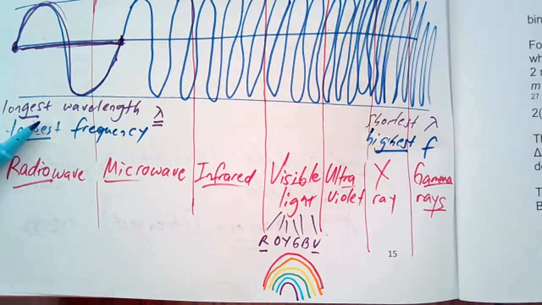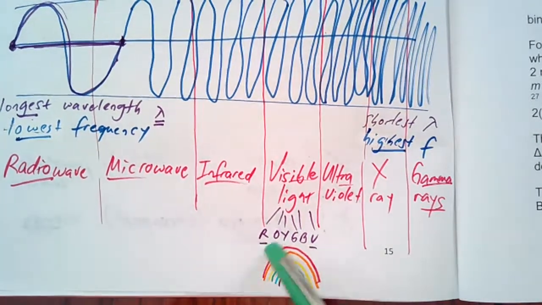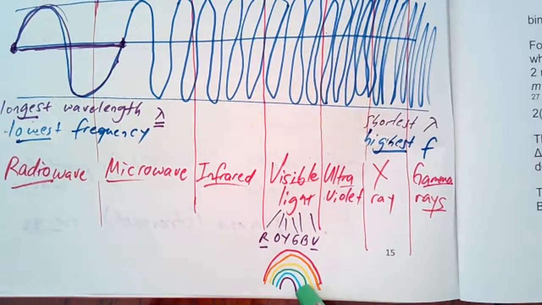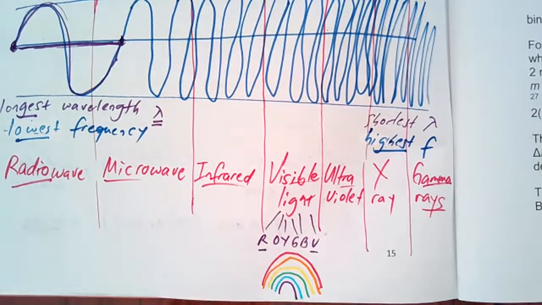Well, now you know, because of the frequency and the wavelength. So you see red is the one with the longest wavelength. So the arch is not as tight as the violet, being the highest frequency and therefore the highest energy level.